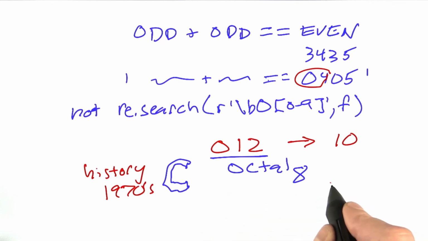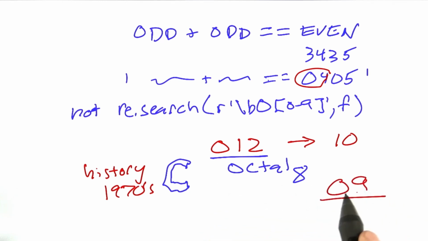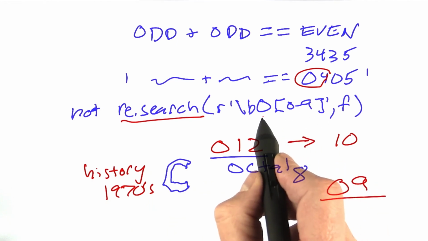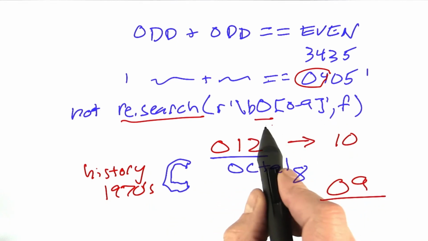If we had the string 09, that gives you an error because 9 is not an octal digit. So to avoid all those problems, I put in this regular expression that says anytime you see a leading 0, just rule it out.